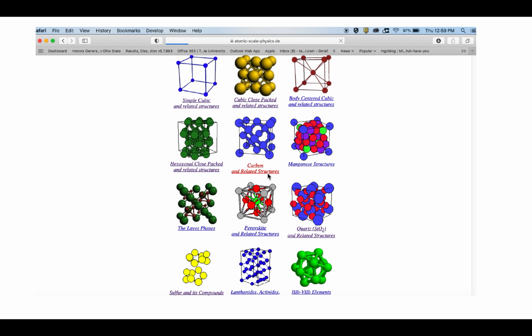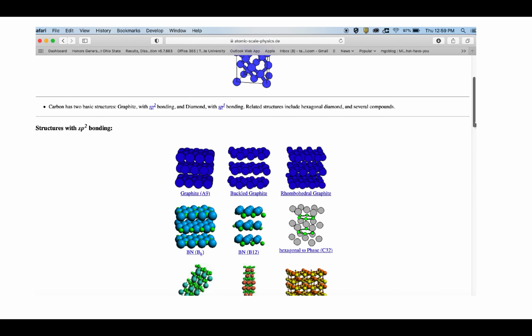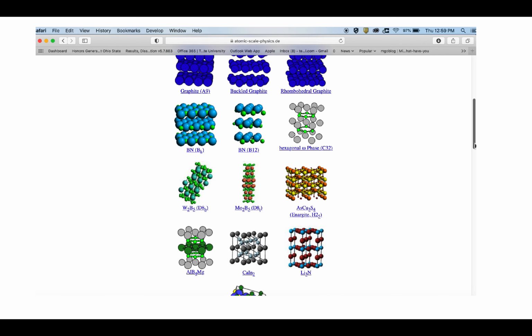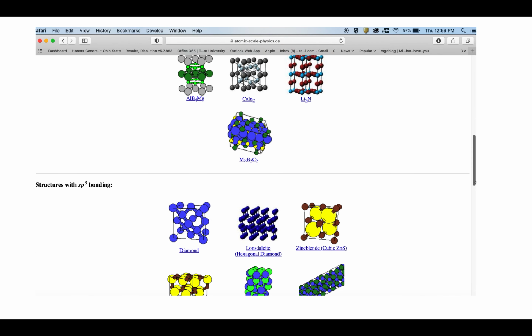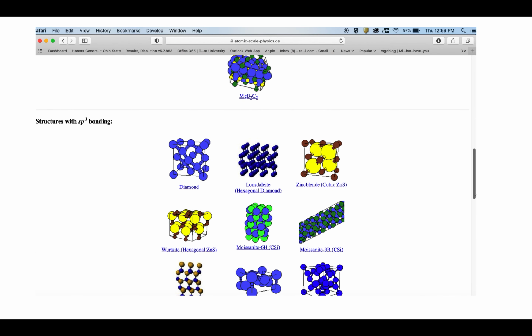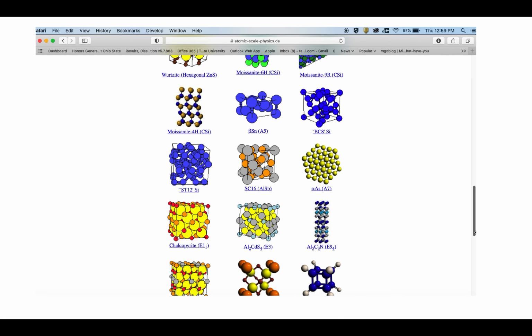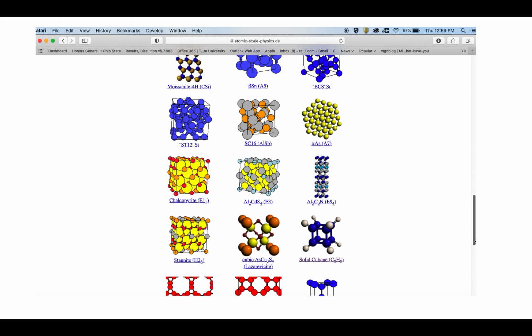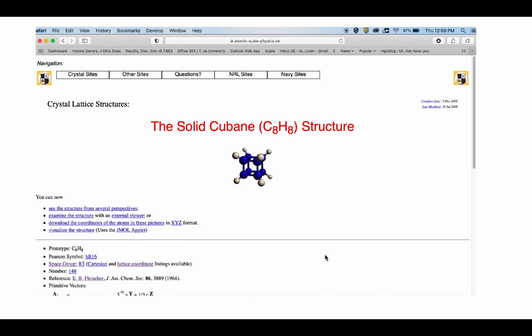I'm going to choose this one involving carbon. They show examples of carbon when it involves sp2 bonding, examples when it includes sp3. I'm going to take you to one that I frequently show my students. I'm going to go down to cubane. Notice what this allows me to do.